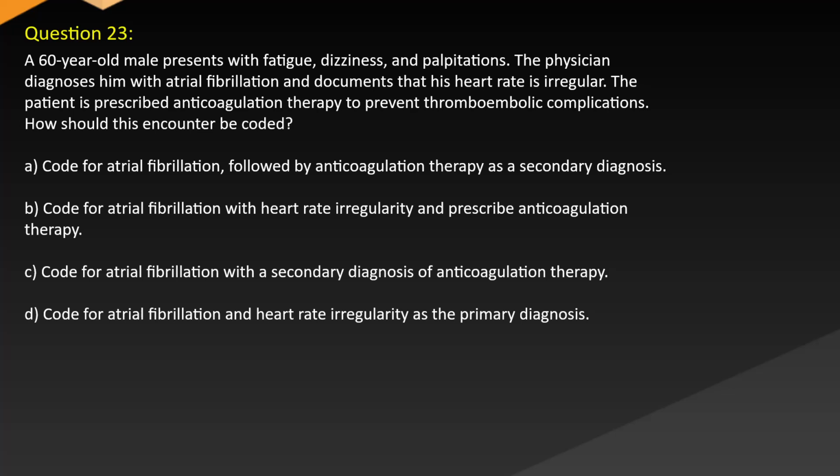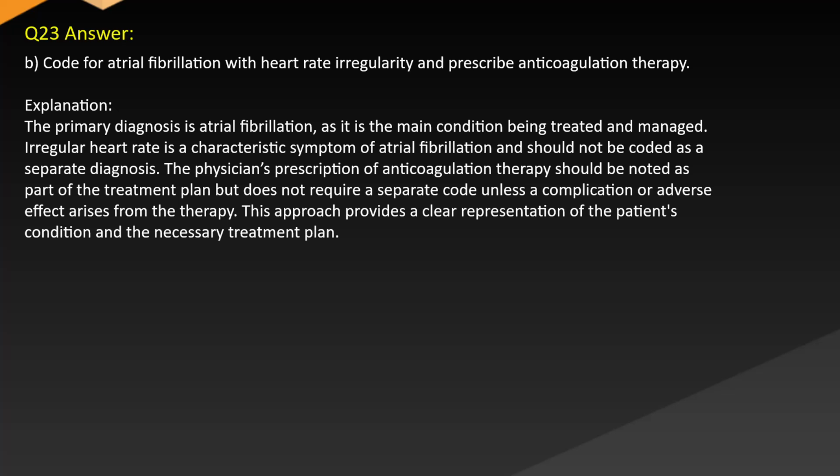A. Code for atrial fibrillation, followed by anticoagulation therapy as a secondary diagnosis. B. Code for atrial fibrillation with heart rate irregularity and prescribe anticoagulation therapy. C. Code for atrial fibrillation with a secondary diagnosis of anticoagulation therapy. D. Code for atrial fibrillation and heart rate irregularity as the primary diagnosis. Answer: B. Code for atrial fibrillation with heart rate irregularity and prescribe anticoagulation therapy.